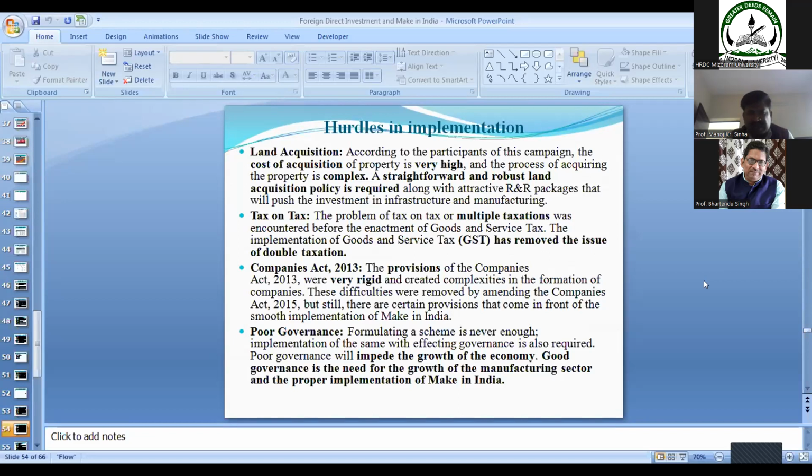Many provisions of the Companies Act are still very complex, and there is a need to make certain more amendments in the Companies Act for the smooth implementation of the Make in India policy. The policy is very nice, good and attractive, but implementation in India, particularly due to poor governance, is creating the problem. So there is a need for good governance for the growth of the manufacturing sector and proper implementation of the Make in India initiative.